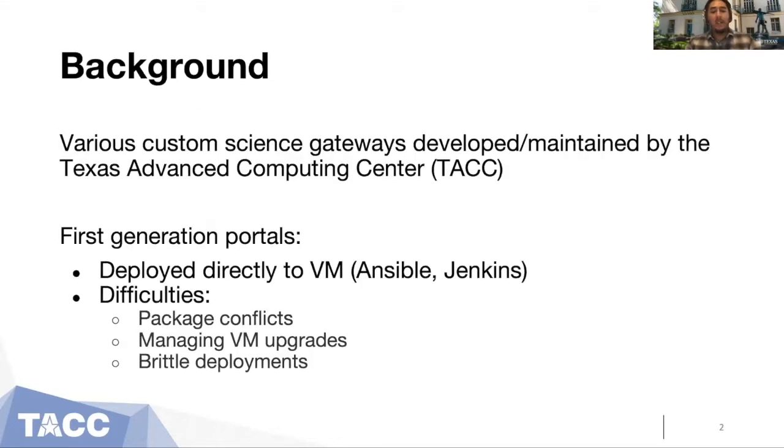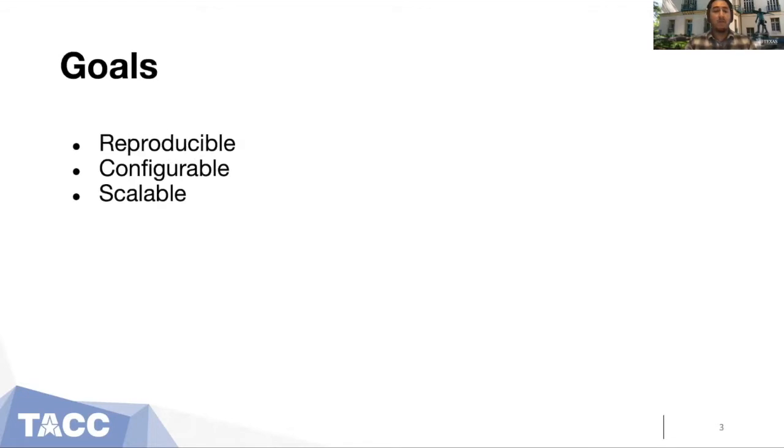So the background here is we were trying to upgrade and change the deployment process from deploying services directly to a VM using Ansible and Jenkins. Ansible has been great for provisioning VMs, but when it comes to upgrading and rolling back changes, and especially with VMs needing to be upgraded, it led to brittle deployments at times. So we wanted to modernize our deployment strategy and make deployments more reproducible, highly configurable, and scalable.